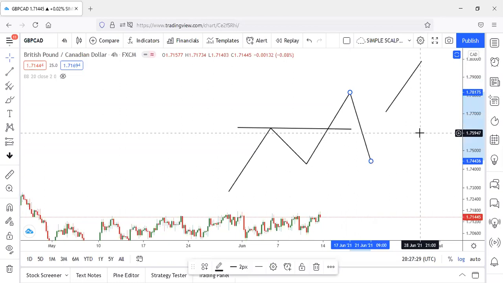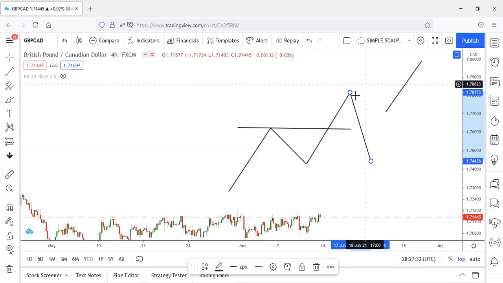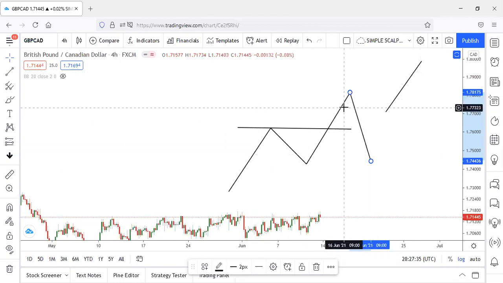But how can we determine that? We can determine that through various levels or various means, and number one of it is Fibonacci.